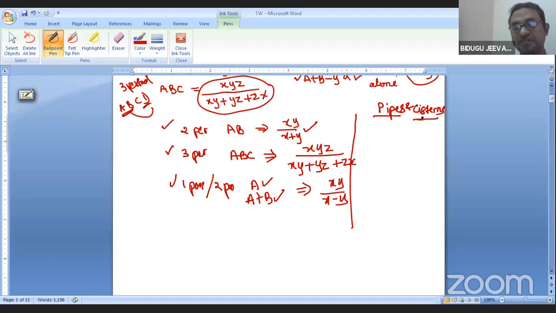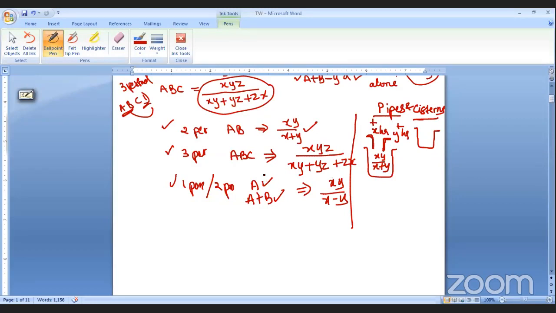Pipes and cisterns means vessel, small vessel. This is called a vessel, for example, this is a tank, a cistern. It is a pipe which can fill in X hours. Another pipe can fill in Y hours. If both are open, the rule is simple: xy by x plus y. Are you following? Clear?